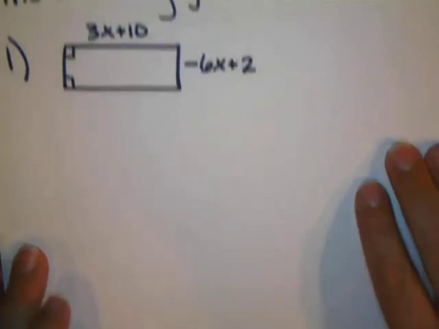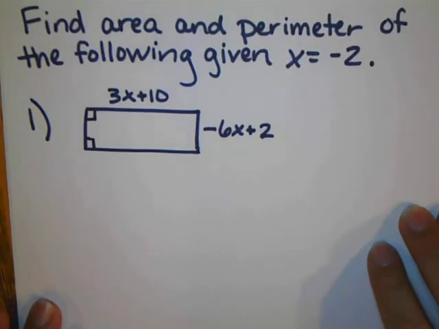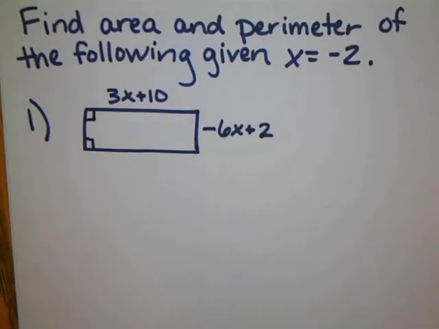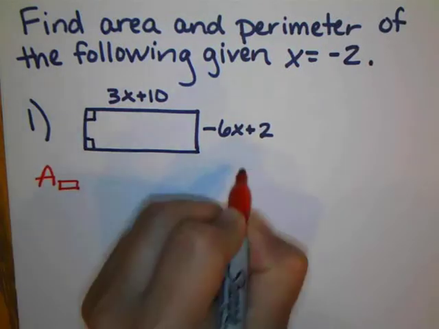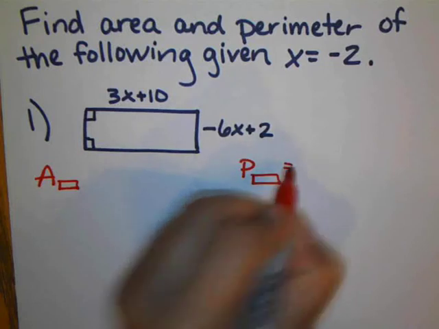So the next thing we're going to talk about is, given a picture, can we find the area and the perimeter of the following? First we need to recognize what shape this is, and obviously this is a rectangle. The area and perimeter formula of a rectangle is given in our notes that we just completed, and we want to solve these given that x equals -2. So I want to find the area of the rectangle and the perimeter of the rectangle.